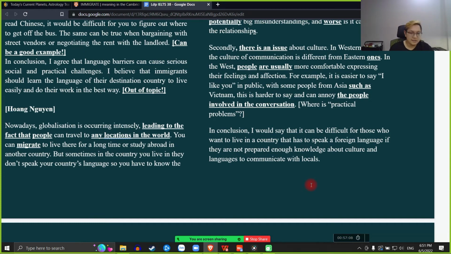Because half of the essay, they ask for practical problems. So if you don't write about it, your task response point will be very low too.